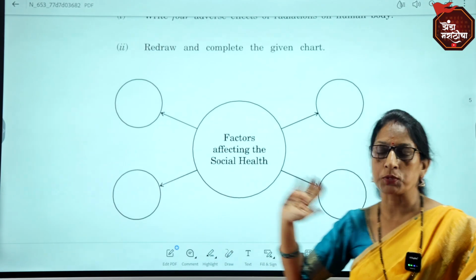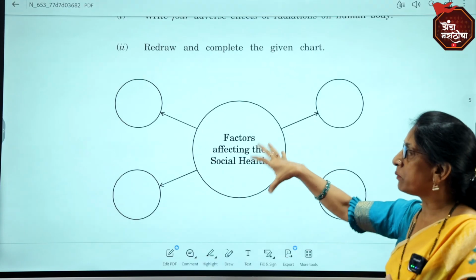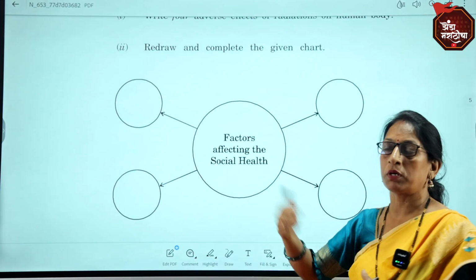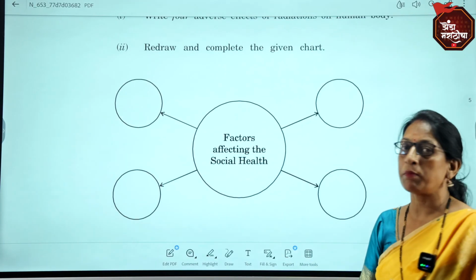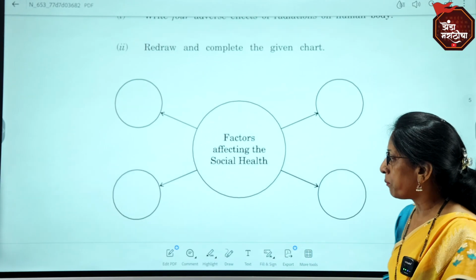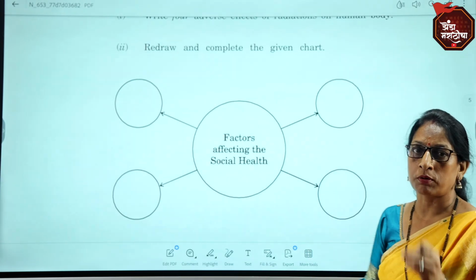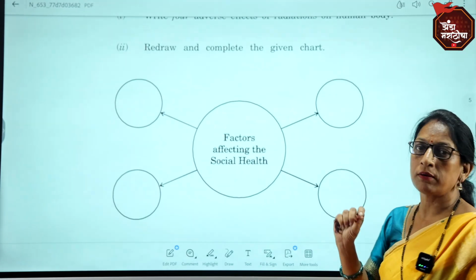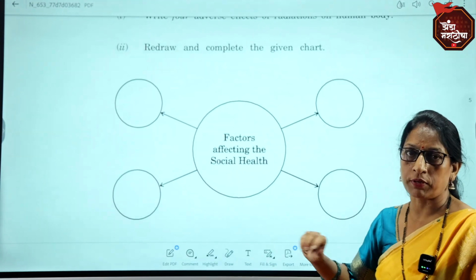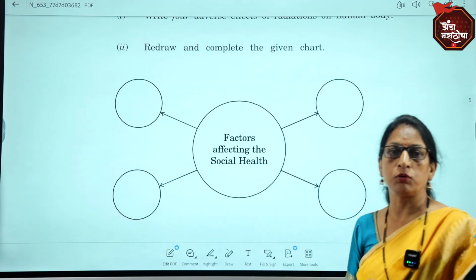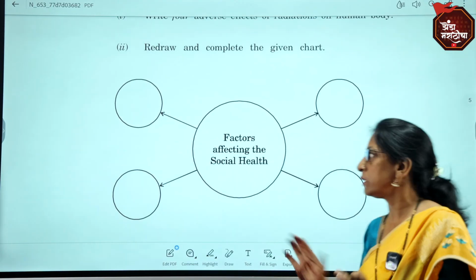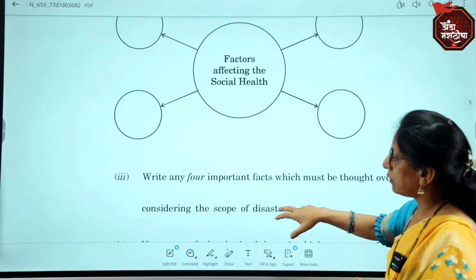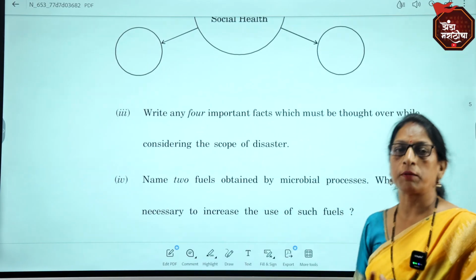You have to write the 4 options in these boxes, and you can make this same type of web or same type of pattern with your pencils, and you can write the answers properly. But write precise and to the point, and it should be scientific answers. And whatever is given in your textbook, you have to write only that. In this way we can attempt these questions.